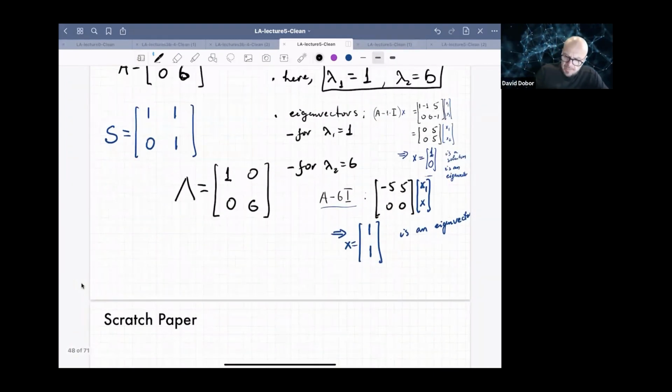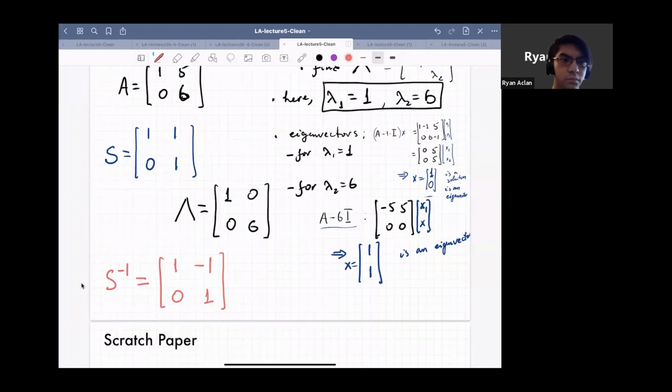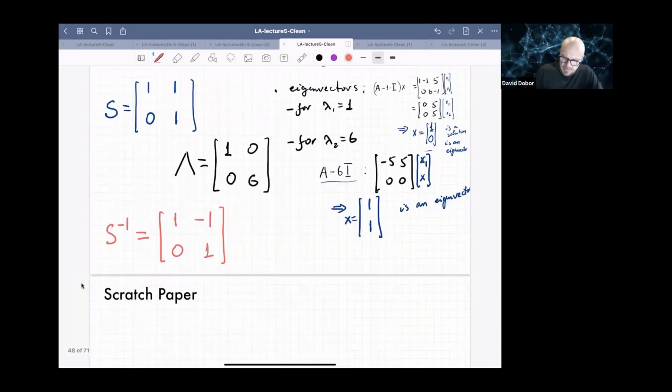So now I need S inverse. What is S inverse? Would it just be 1, -1, and then 0, 1? That's exactly right. Does everybody see that you can tell what the inverse is without doing too many computations, just by thinking what this matrix does? If you're unsure, you have all you need at the test to double check your answers, right? So S inverse is that, right? Everybody's good with this, that's S inverse? So let's check. Is A equal to S lambda S inverse?